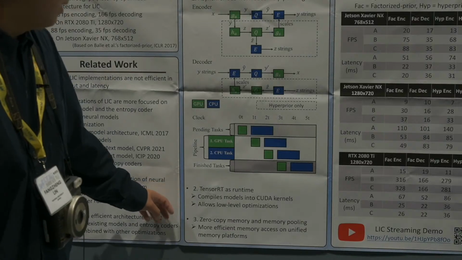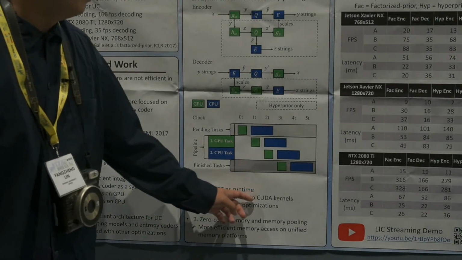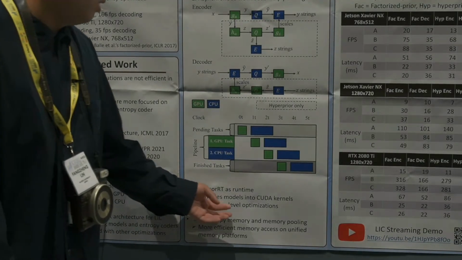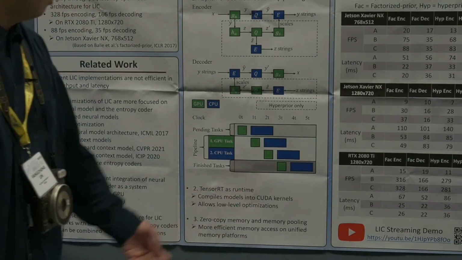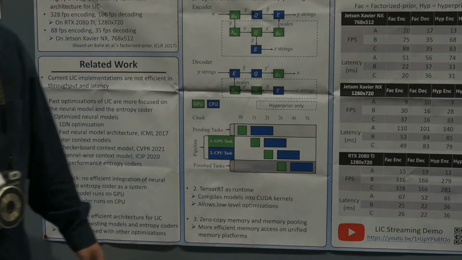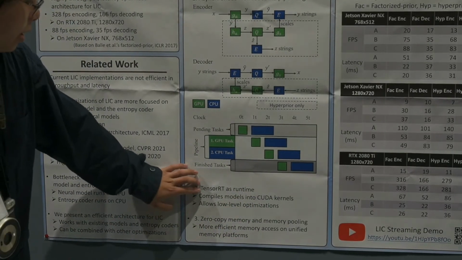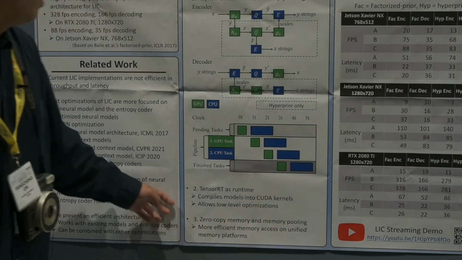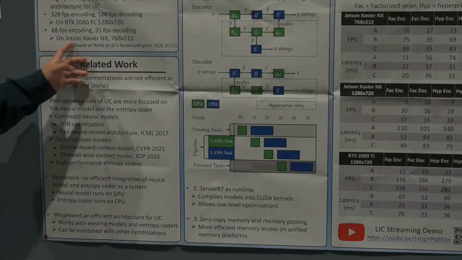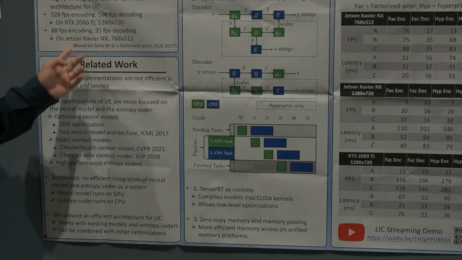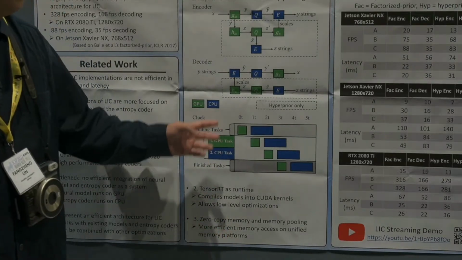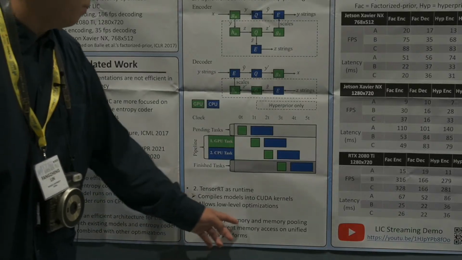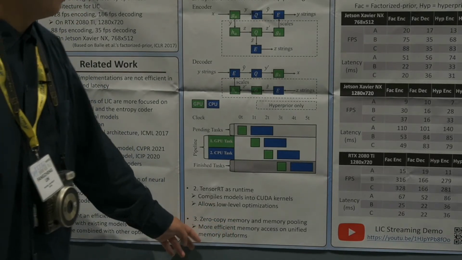Also there are some other optimizations, like we use the TensorRT runtime instead of PyTorch, because this is highly efficient and it allows the models to be compiled into CUDA kernels, and also some low-level optimizations. This optimization using the TensorRT runtime enables us to use zero-copy memory and also memory pooling on embedded devices, because on this Xavier NX, the Jetson board, basically the CPU and GPU share the same memory, so there's no need to copy back and forth. So it allows us to use zero-copy memory.